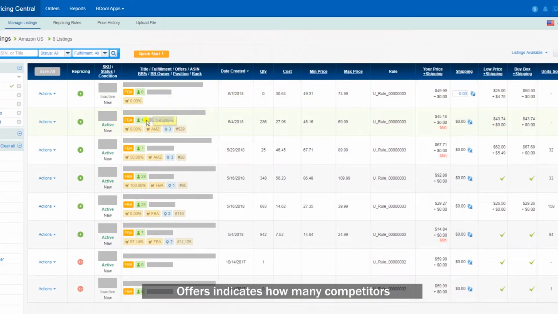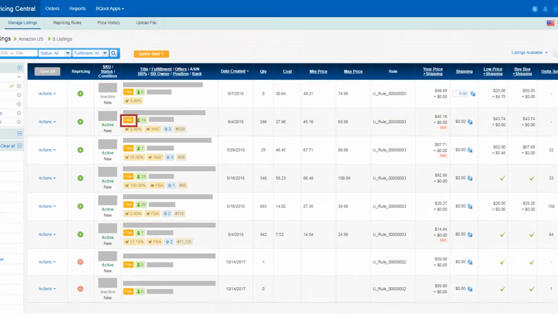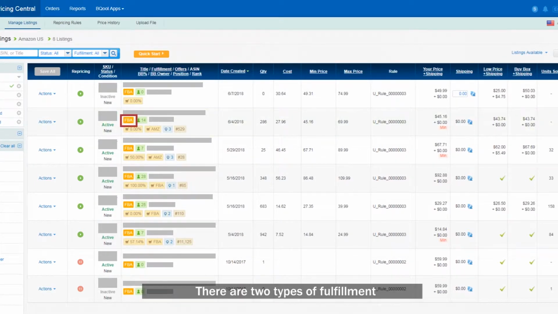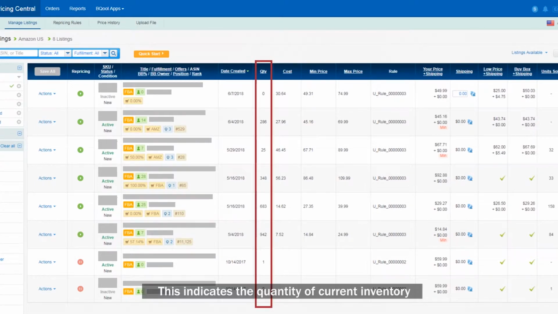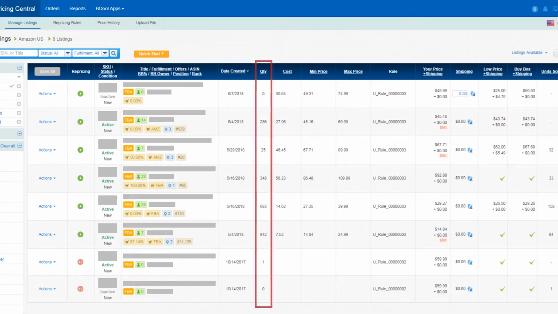Offers. Offers indicates how many competitors are selling the same product right now. Fulfillment type. There are two types of fulfillment, FBM and FBA, which is indicated by the red arrow below. Quantity. This indicates the quantity of current inventory. The quantity of the FBA listing will be updated every 2 hours. FBM listings will be updated every 2 to 4 hours.